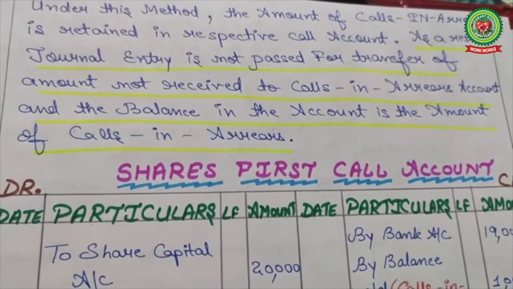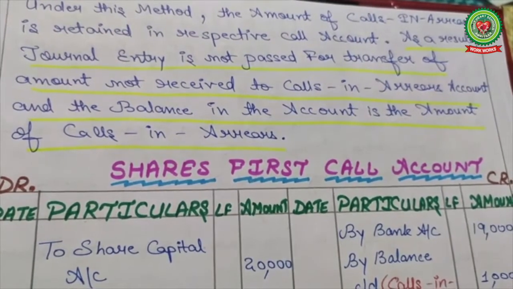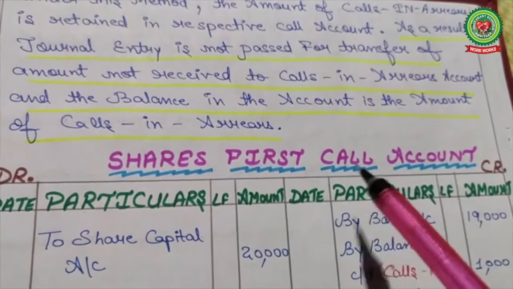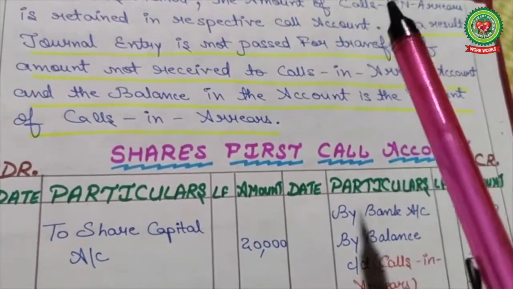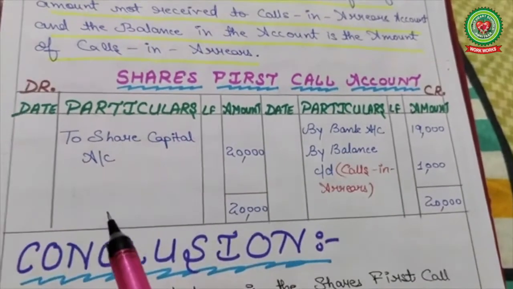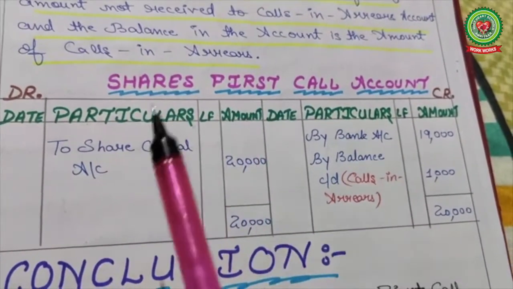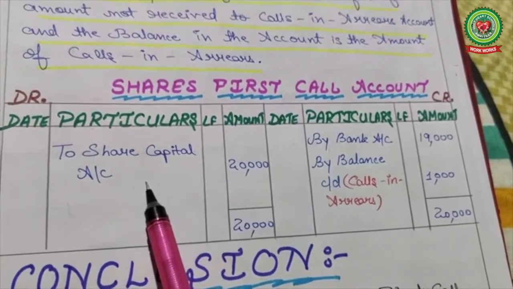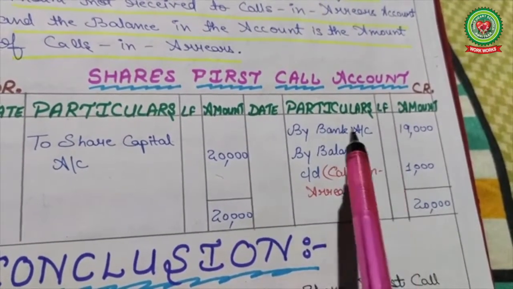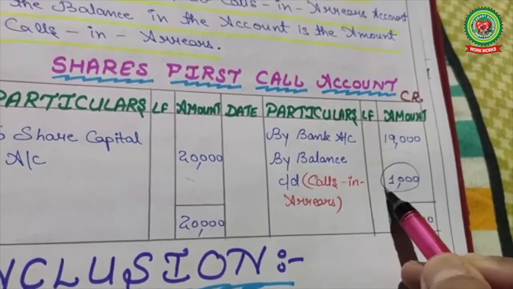Under this method, the amount of calls in arrears is retained in the respective calls account. As a result, a journal entry is not passed for transfer of the amount not received to the calls in arrears account, and the balance in the account is the amount of calls in arrears. So in this method there is no need to open a separate calls in arrears account or to pass a separate entry of calls in arrears. Just adjust in the calls received. See the account also. Number 1, first call. First call due entry, first call account debited to share capital. Here, posted to share capital account 20,000. Second entry, bank account to share first call account, by bank account 19,000. The balance, 20,000 minus 19,000, is your answer: calls in arrears 1,000.